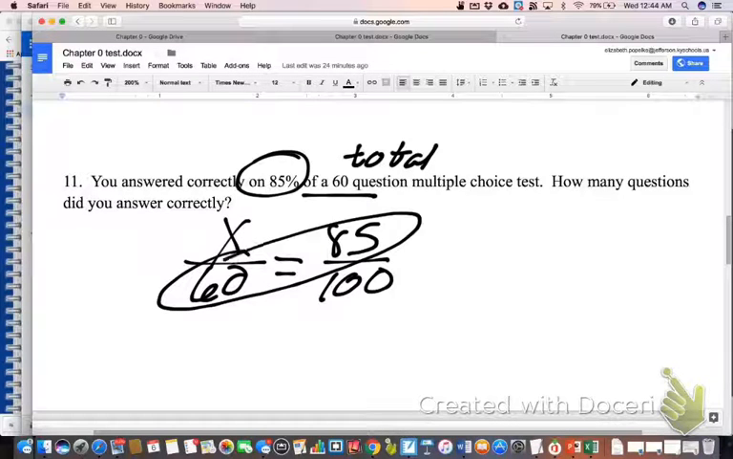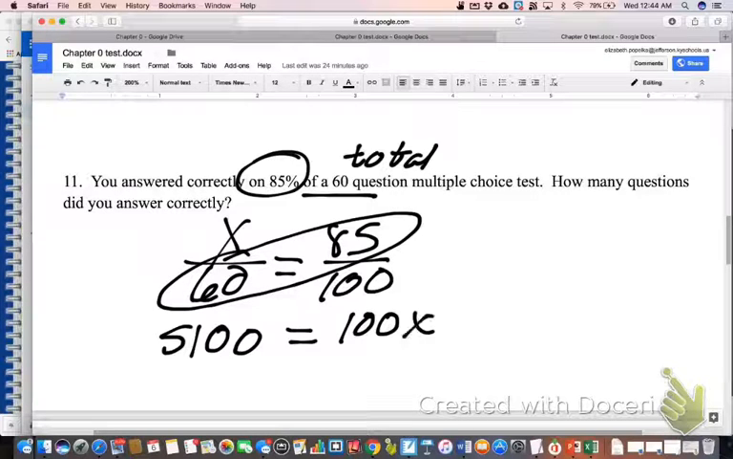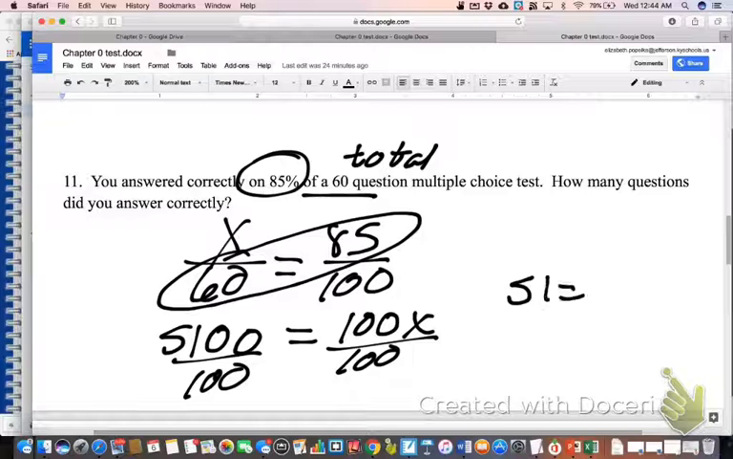If I cross multiply, so if I do my 60 times 85, that is going to give me 5,100. And then 100 times x is going to give me 100x. If I divide both sides by 100, that's going to give me 51 is equal to x.